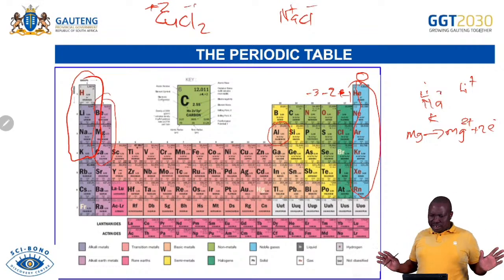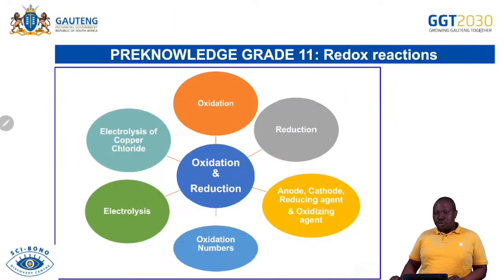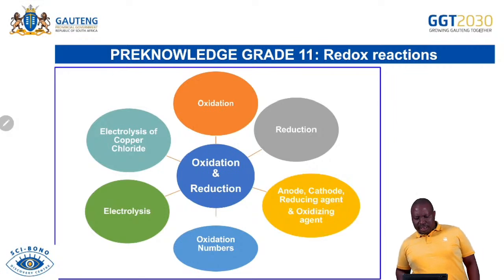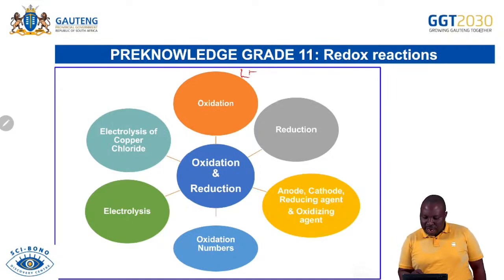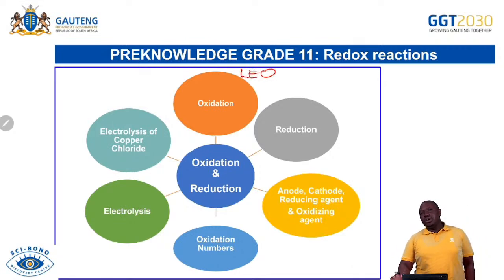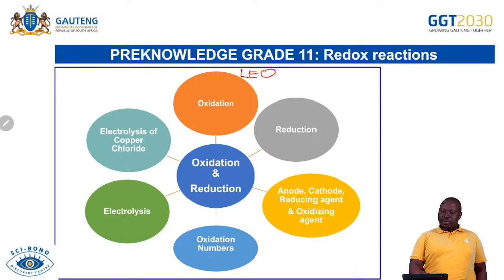The reaction can take place without addition of electrons. I hope you have understood the periodic table and we are moving on, because it's going to help us. Now, in grade 11, you have done these definitions. You have done what is oxidation, which you said is loss of electrons, LEO. So you referred to oxidation as loss of electrons.